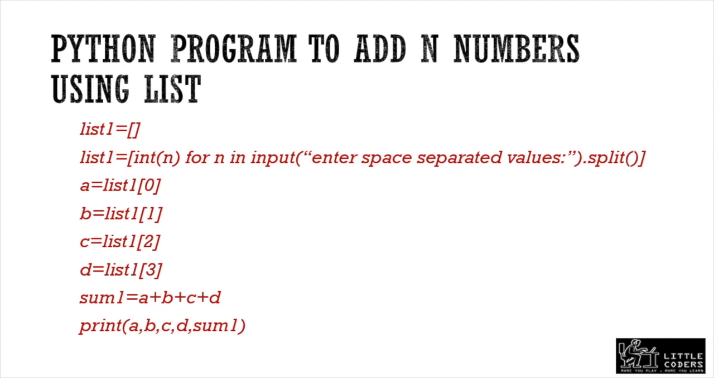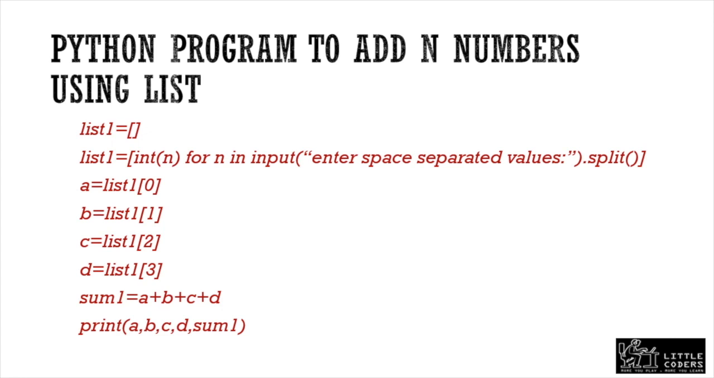So when I want to store it as A, B, C, D: A is equal to list1[0]. So the subscript is 0 and the name of the list is list1. In list1, the first element, which is subscripted by 0, is read and assigned as the value of A. Similarly, B is equal to list1[1], C is equal to list1[2], D is equal to list1[3], then sum1 is equal to A plus B plus C plus D, and then print sum.